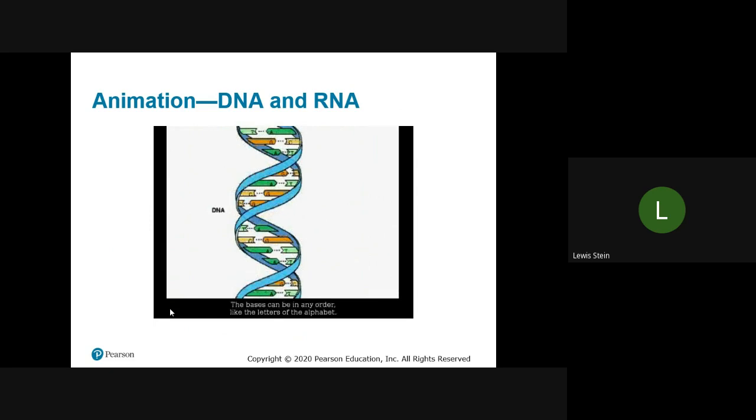The bases can be in any order, like the letters of the alphabet. However, the base sequence is significant. Sequences of bases called genes encode the instructions for the structure and function of an organism. So it's pivotal that DNA be replicated appropriately and identically at all times, because any alteration in that, we have a good capability, but a limited capability to repair.